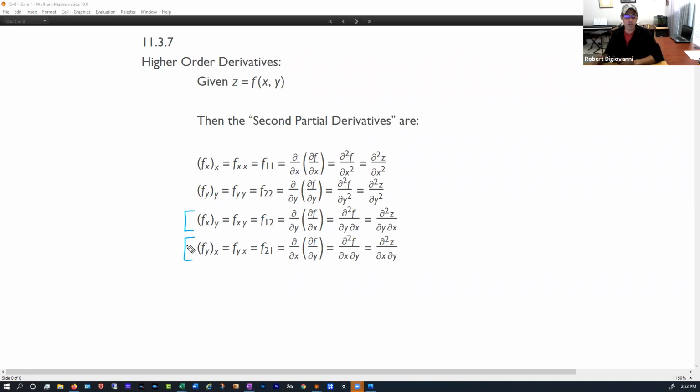And of course, we could keep going with this, right? Like you could have f. So this would mean you take the function, whatever it is, you take the partial with respect to x first. Then you take that answer, take that partial with respect to y, then you take that answer, do it with respect to x, and then you take that answer and do it with respect to x again.